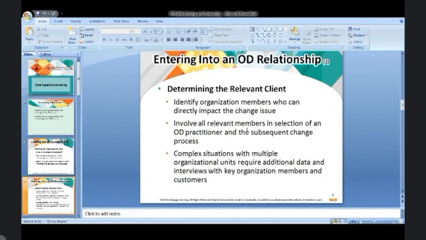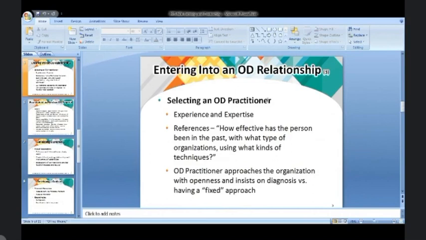Next, students, it is selecting the OD practitioner. This means selecting a relevant OD practitioner who has the experience and expertise to work with the people of the organization. References should be checked: how he worked before, what type of organization he was involved with, and what kind of techniques he used in the previous organization.